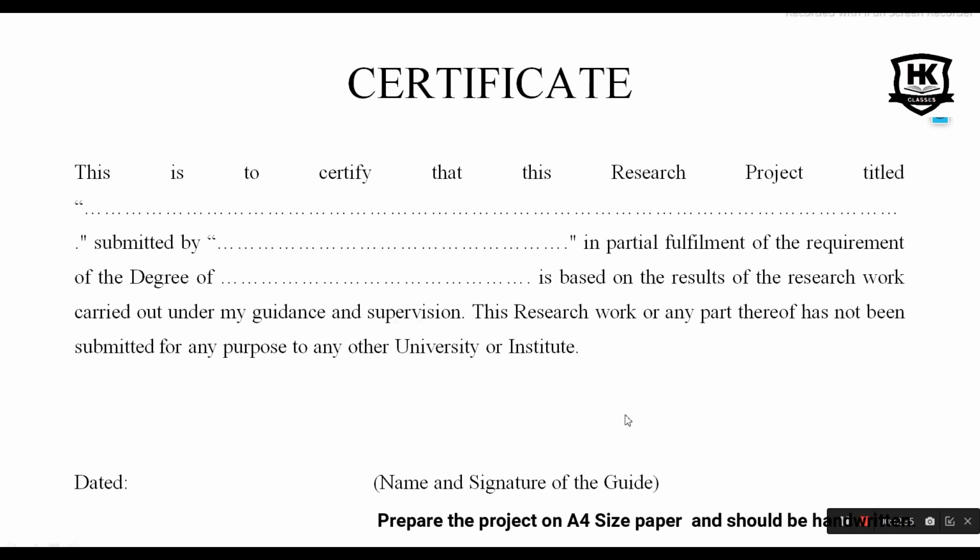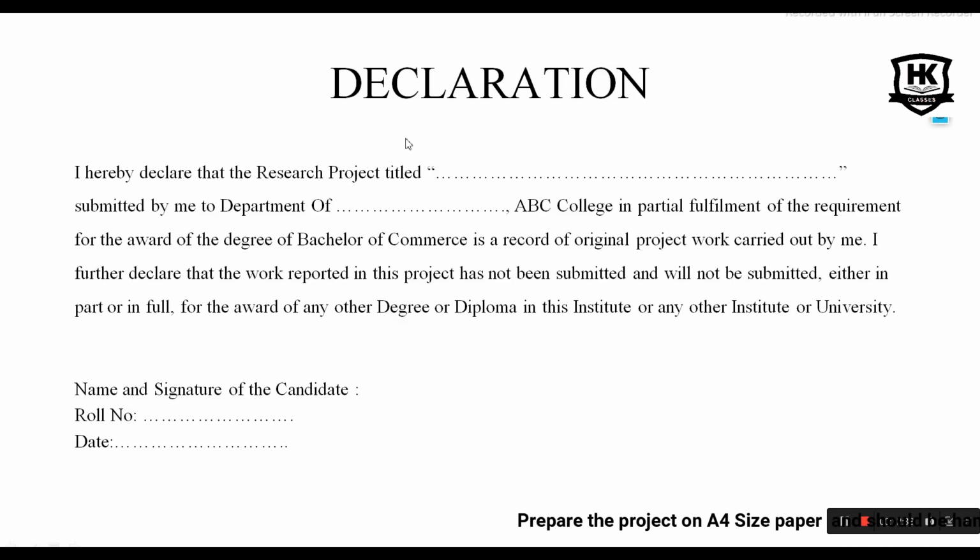Next is declaration, which is a self declaration, student declaration. You have to write everything in the blank place, and you have to give your name and signature of the candidate with roll number and date.